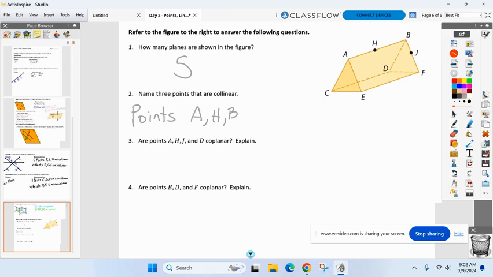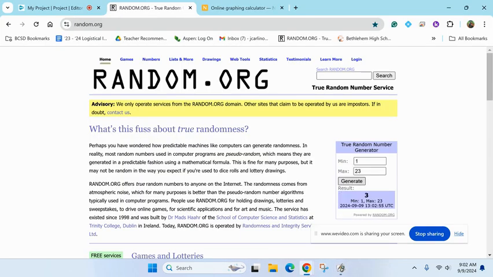Okay, now A, H, J, and D are coplanar. Are they coplanar? Yes or no, true or false? You told me there's 5 planes. So that means all 4 of these must land on the same plane in one of those 5. Not 3 out of 4, all 4. So do they or not? Do A, H, J, D end up on one of those 5 planes?